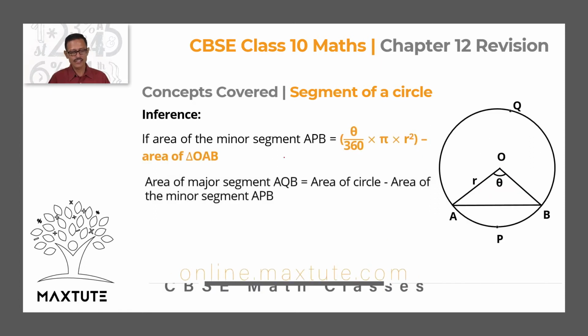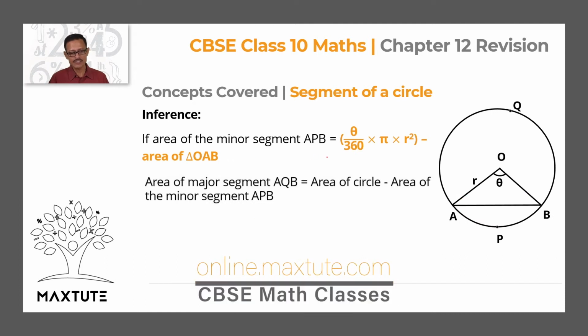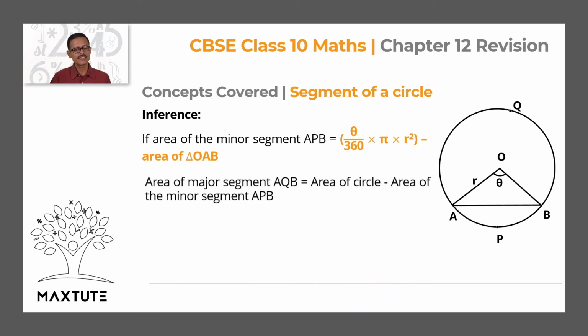How do we find out the area of the major segment? We know the area of the minor segment. Area of the major segment is area of the circle minus area of the minor segment. This area I want, so what am I going to do? From the area of the circle, I'm going to subtract the area of the minor segment.